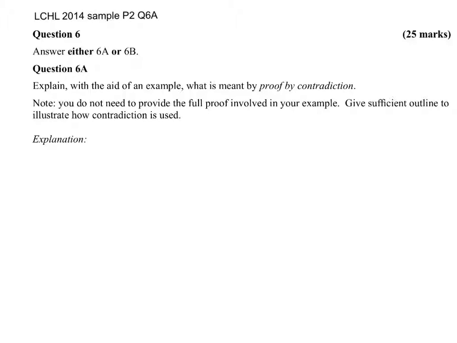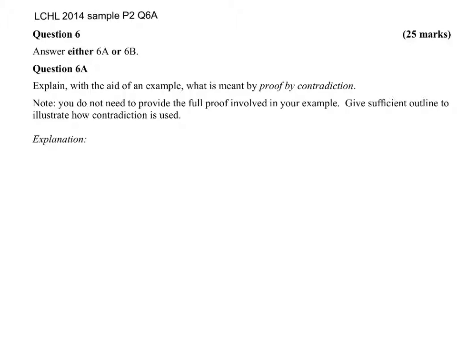Leaving Cert Higher Level 2014 Phase 3 Sample, Paper 2, Question 6A. If you remember, question 6 is split up into two possible questions to do, 6A or 6B. One is more about proof and showing the proof of something, and usually the second part, 6B, will be about using your understanding of geometry, in particular your junior certificate geometry, to be able to prove something.